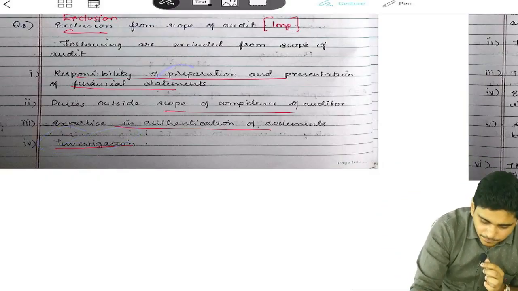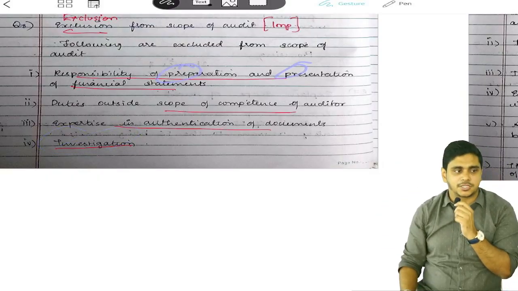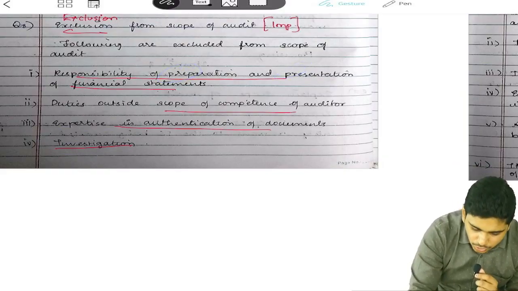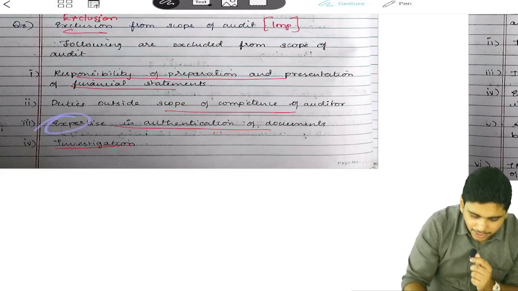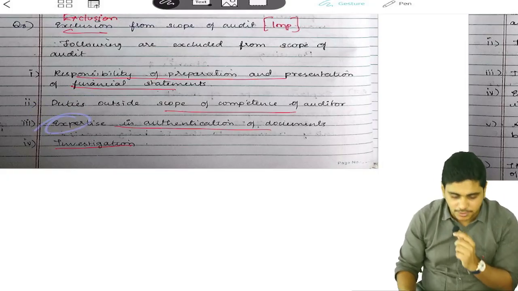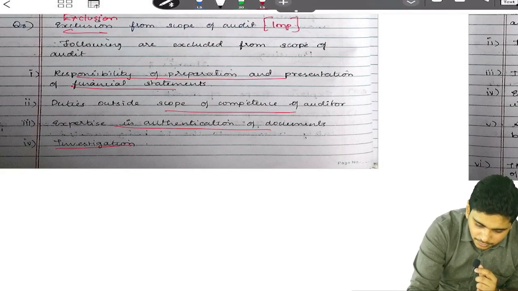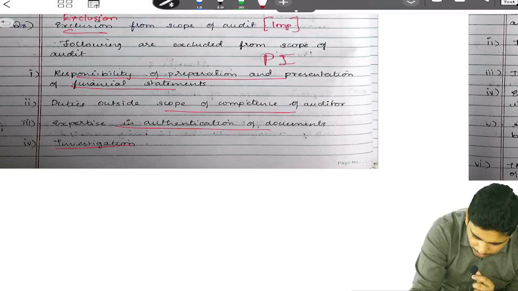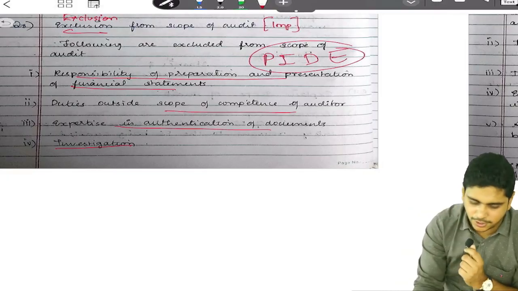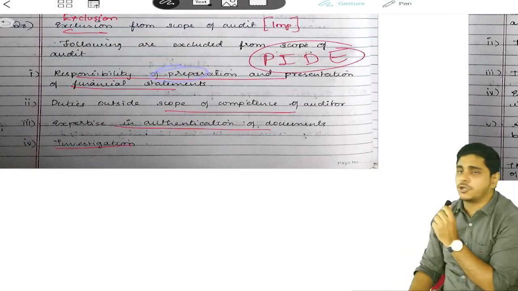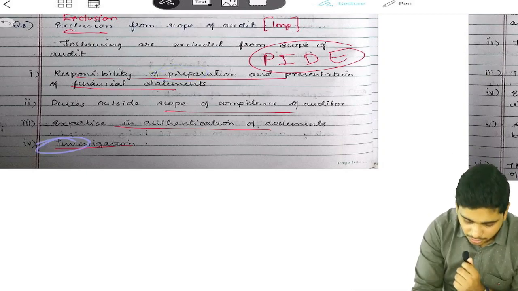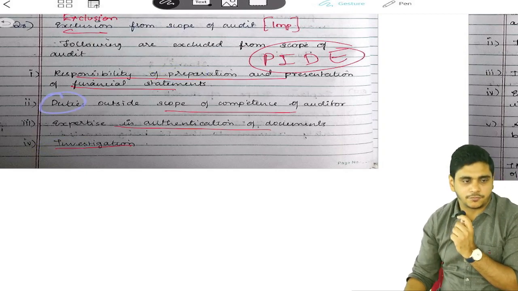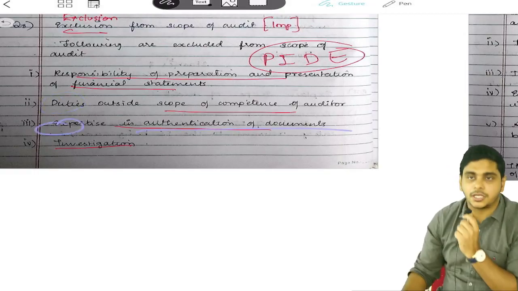Four things are not in our scope. Number 1, preparation and presentation of financial statement. Number 2, duties outside the scope of competence of the auditor. Number 3, expertise in authentication of documents. And 4th one, investigation. So it is PIDE. P, preparation and presentation of financial information. I, investigation. D, duties outside the scope of competence of auditor. E, expertise in authentication of document.